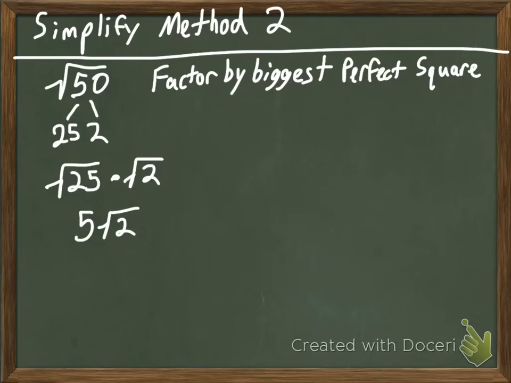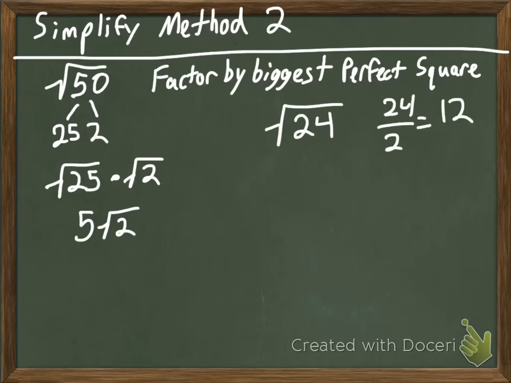Okay, now let's try it with the square root of 24. What we're going to do is 24 divided by 2, and that gives us 12. Now, if this number right here isn't a perfect square, what you do is look at all the perfect squares below this number to see if they will work. So the next biggest is 9, and then it's 4, and then 1.